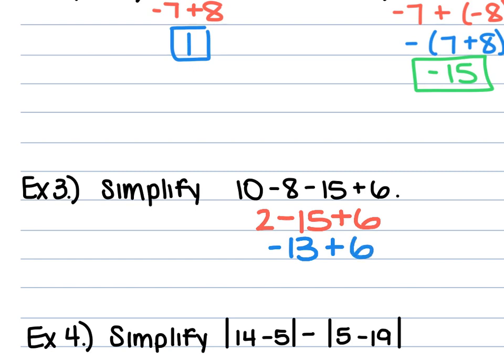I have two different signs. I'm going to keep the sign in front of the larger number, which is the 13, and it's negative. Then I subtract the two numbers. 13 minus 6 gives me a negative 7.